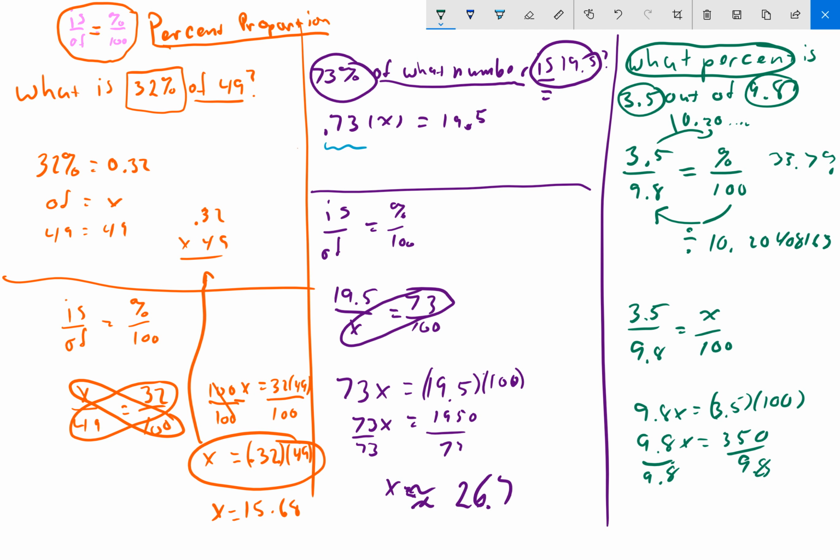Divide by, so 350 divided by 9.8 is, and sure enough, when I get my answer, it is 35.7 approximately. Anyway, so my point is this. There are ways to do this without the percent proportion. The percent proportion, however, is very, very useful if you struggle with some of the conceptual ideas. It always works, but you do need to know to cross multiply and then divide, right?